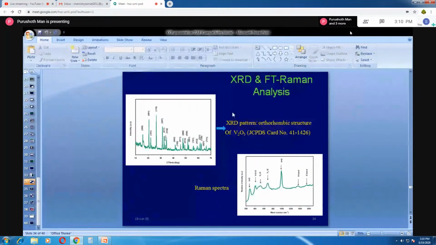So again, like the previous two studies, we have done XRD and FT Raman to confirm the formation of V2O5, and in this case we have prepared carbon. So that is also giving the same kind of D and G band like the graphene structure. So this again confirms that the carbon has been formed in this composite.